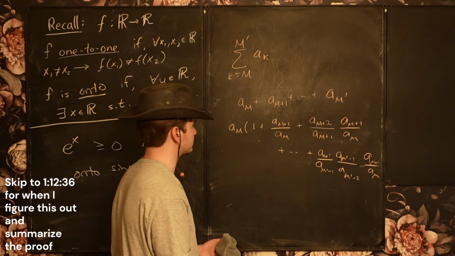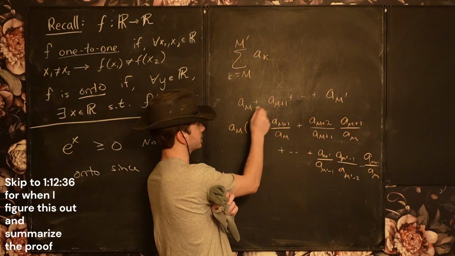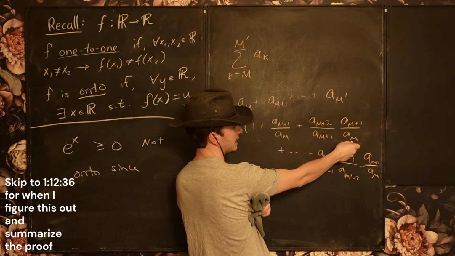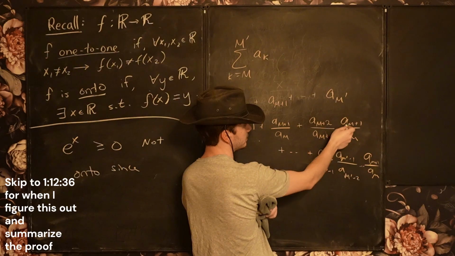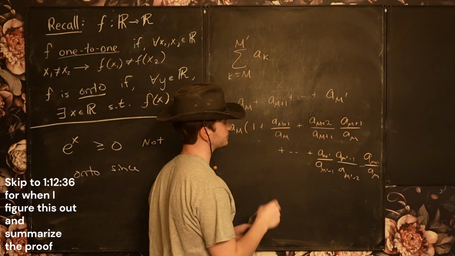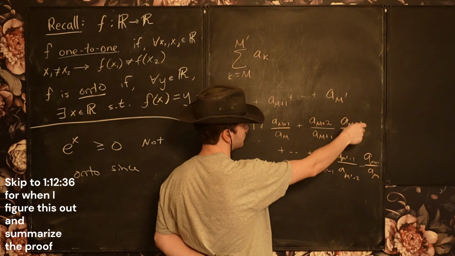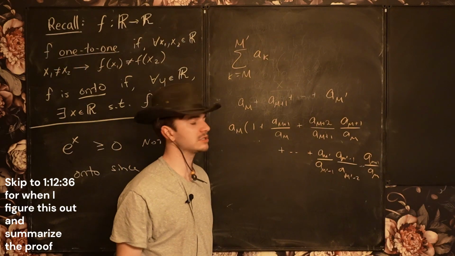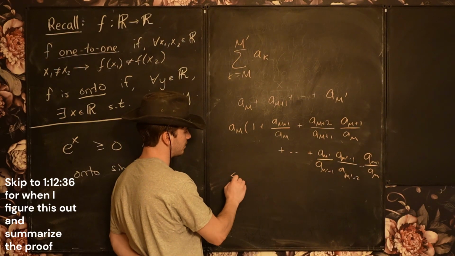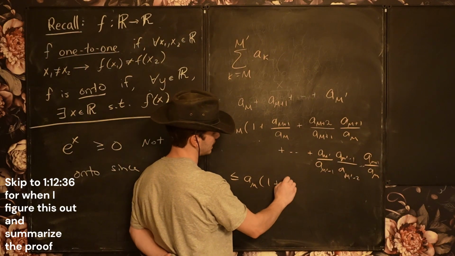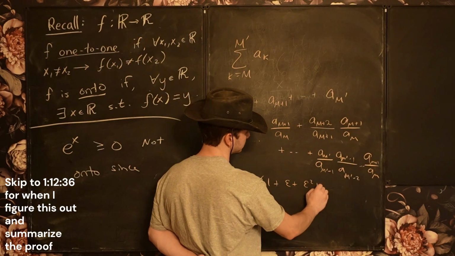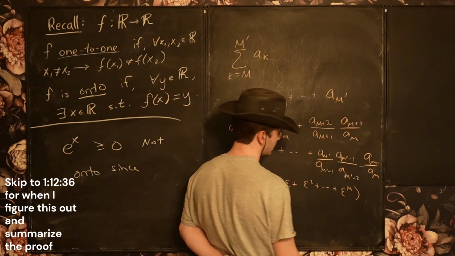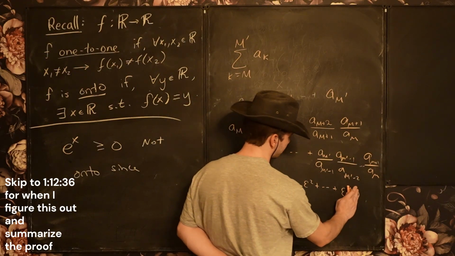Okay, so this is the trick: basically if I pull out an a_m here, then this fraction becomes a_{m+1} over a_m. The next term becomes a_{m+2} over a_m, but I write it in this way, so I multiply and divide by a_{m+1}. And then I know that all of these expressions, these a_{m+1}s over a_m's, are going to be less than some epsilon for m large. So then I can bound this by a_m times 1 plus epsilon plus epsilon squared plus dot dot dot plus epsilon to the m' minus capital M, excuse me.